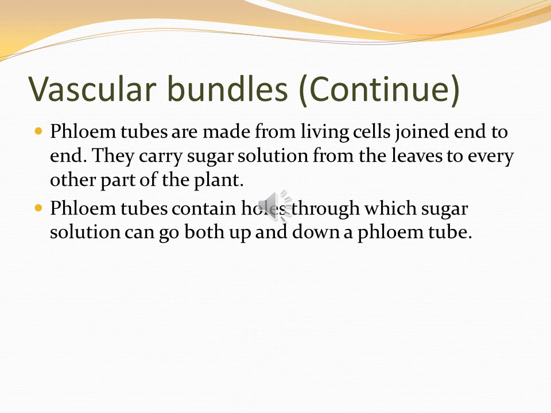Phloem. Phloem tubes are made from living cells joined end to end. They carry sugar solution from the leaves to every other part of the plant. Phloem tubes contain holes through which sugar solution can go both up and down a phloem tube. So phloem tubes are basically responsible for the transport of sugar molecules from the leaves and stem to the other parts of the plant.